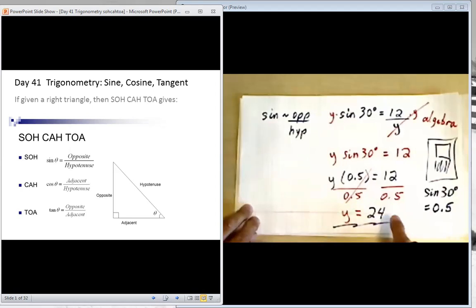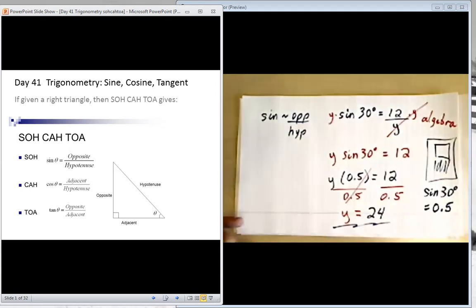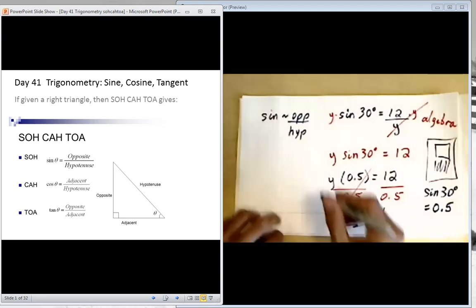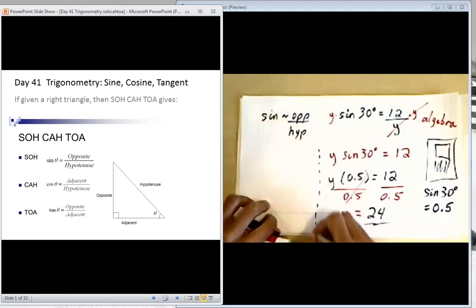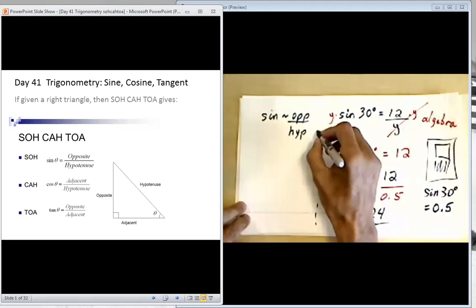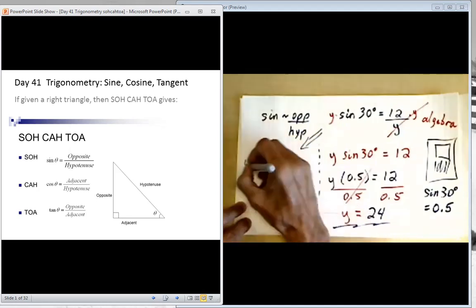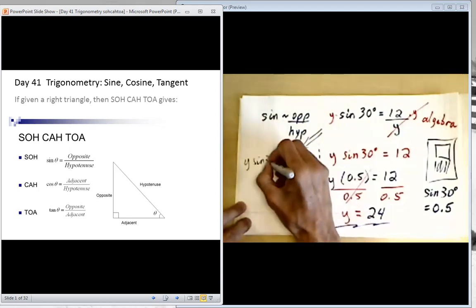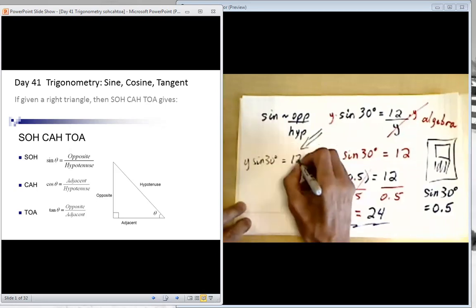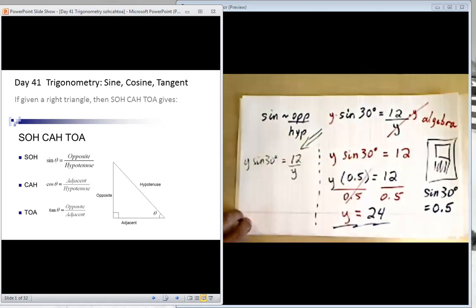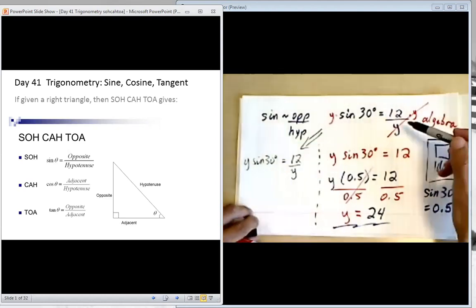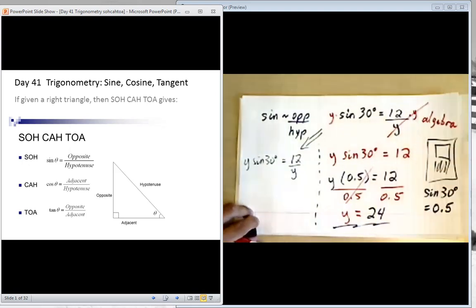Now, this might be a little shortcut that you like and are comfortable using. If we go from this step here where we set up the equation, y sine 30 is 12 over y. What I showed you is mathematically correct. Going from one step to the other, it's divided by y, so you multiply both sides. You want 0.5 out of the way, so you divide both sides.